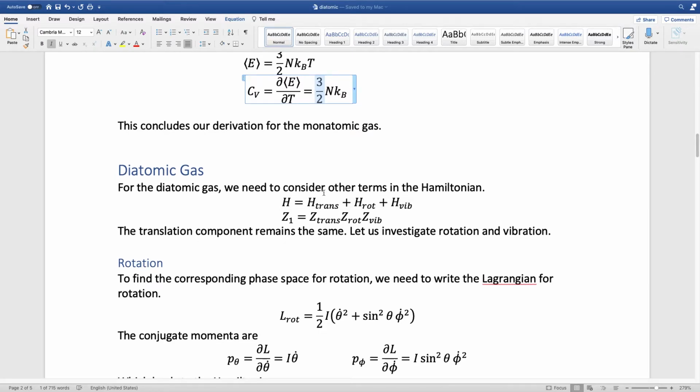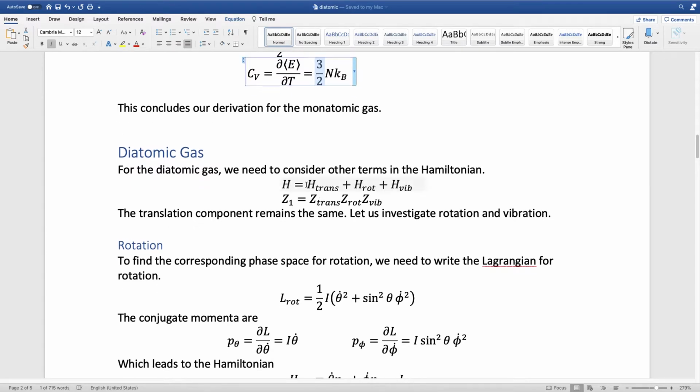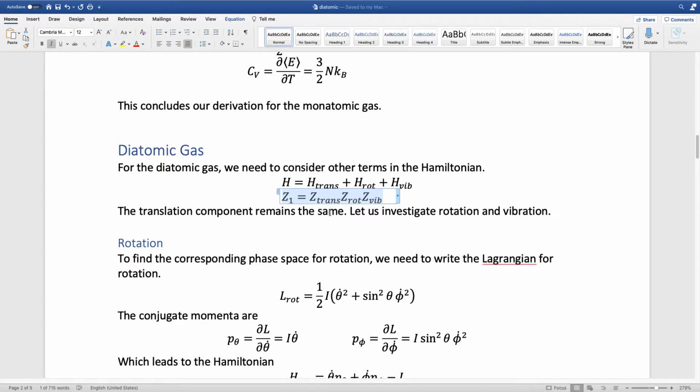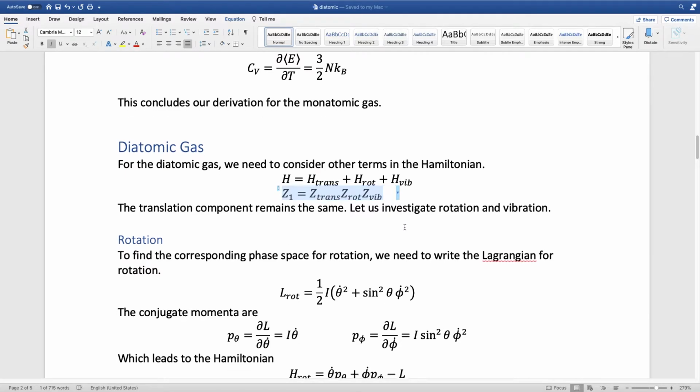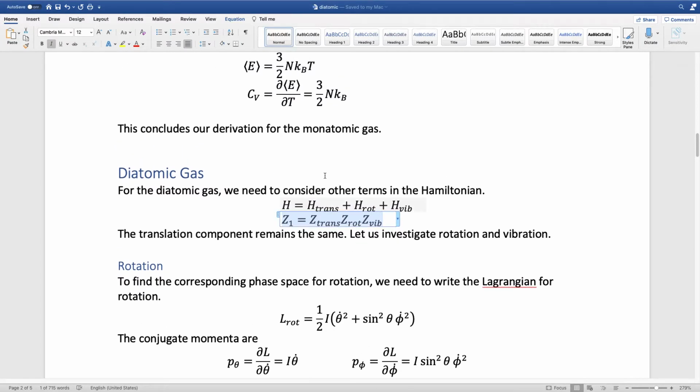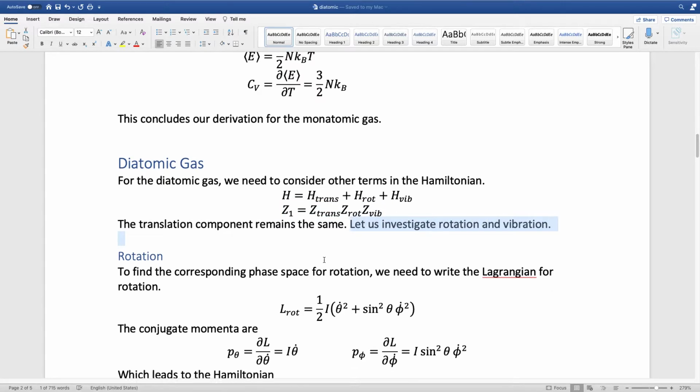For the diatomic gas, we need to consider other terms in the Hamiltonian. There's firstly the translational one, which is just p squared over 2m, same as the monoatomic gas. Then there's also rotation, and there's also vibration. Because the energies add, the partition functions multiply. So the translation component remains the same, and we can refer back to the monoatomic gas for its calculation. However, let us investigate rotation and vibration.